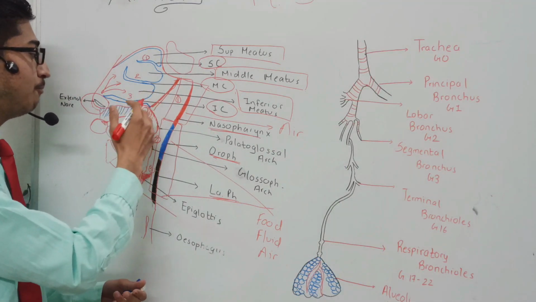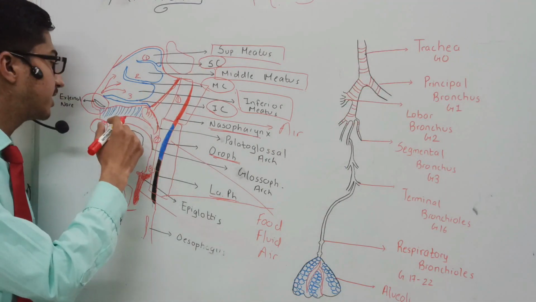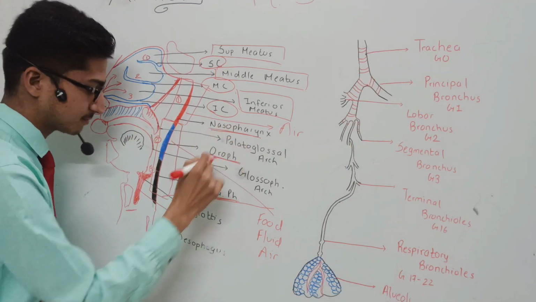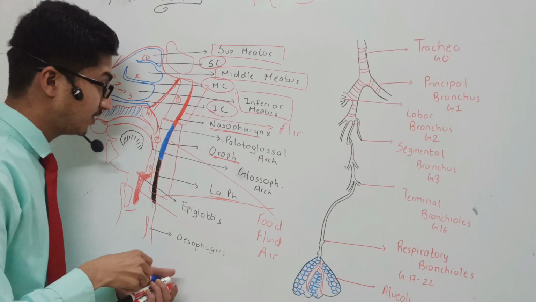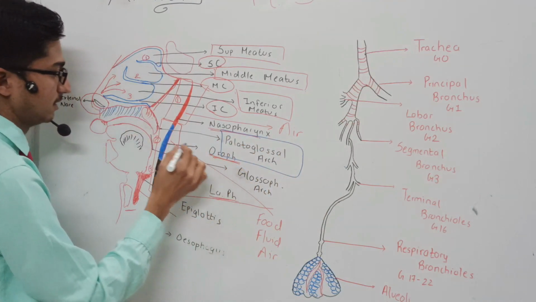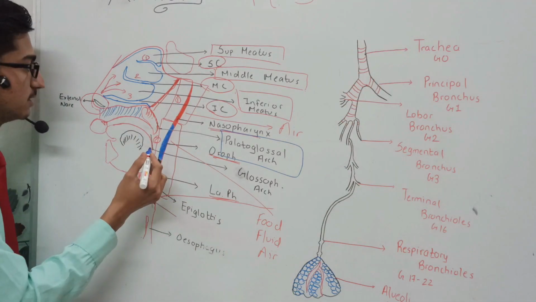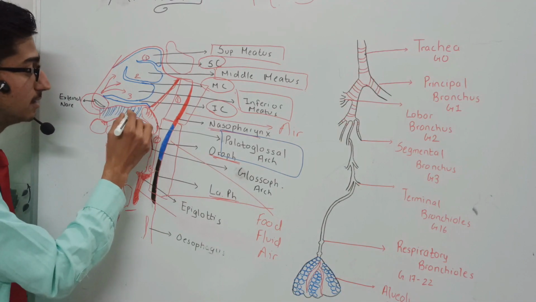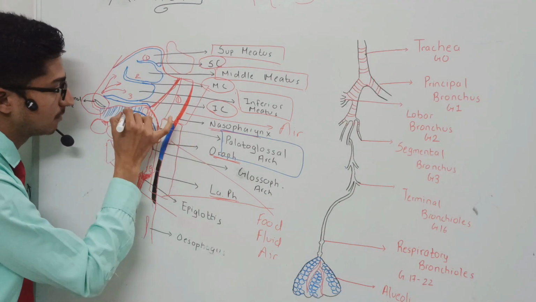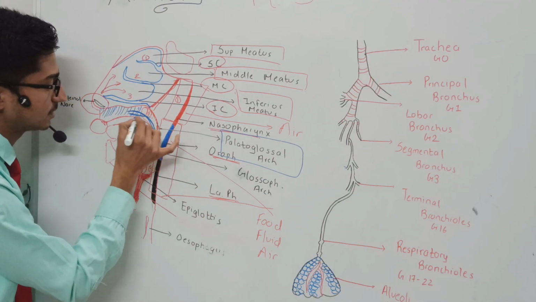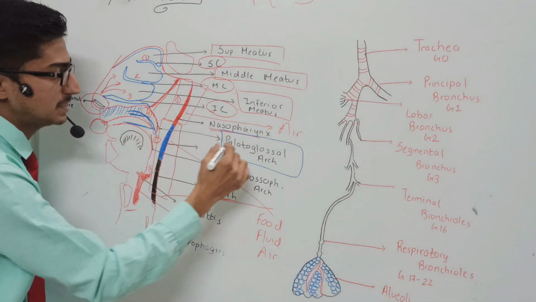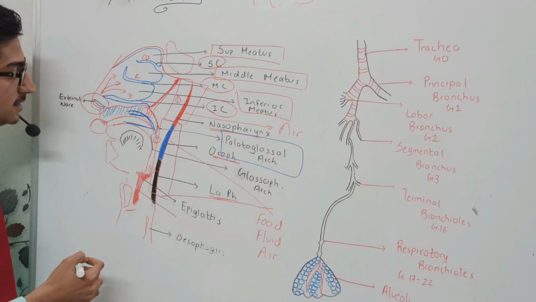Now, there are two important structures inside the oral cavity. The first one is the palatoglossal arch. Let me show you with a different marker. So this is the palatoglossal arch. Now why is it known as palatoglossal? Because as you can see, the two structures forming the arch are the palate and the glossa, that is tongue. So it is known as the palatoglossal arch.